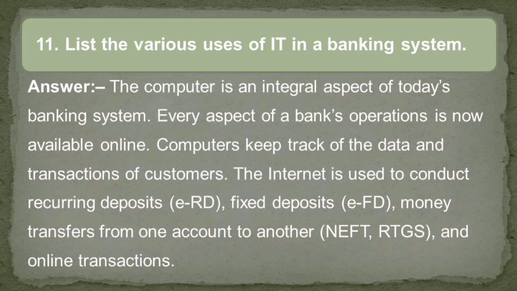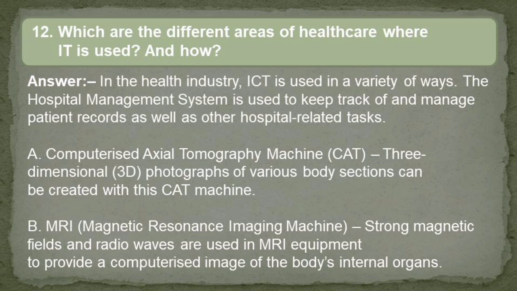Question 11. List the various uses of IT in a banking system. Answer. The computer is an integral aspect of today's banking system. Every aspect of a bank's operations is now available online. Computers keep track of the data and transactions of customers. The Internet is used to conduct recurring deposits, RD, fixed deposits, FD, money transfers from one account to another, NEFT, RTGS, and online transactions.